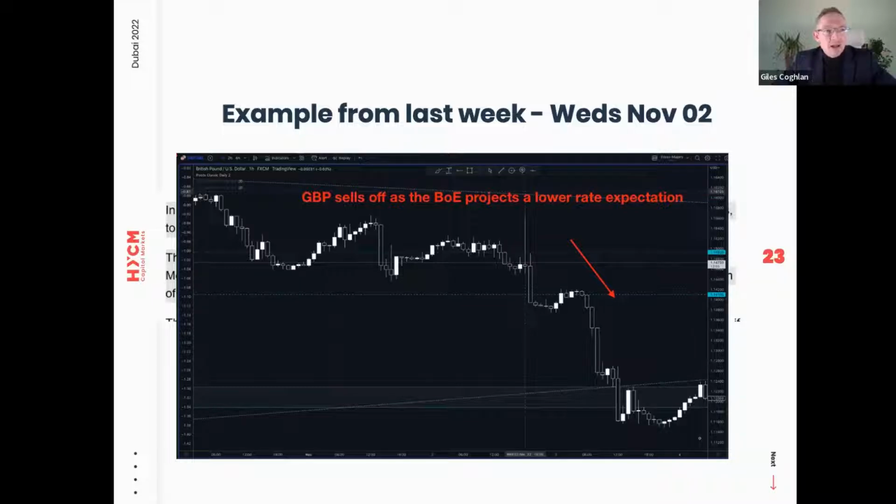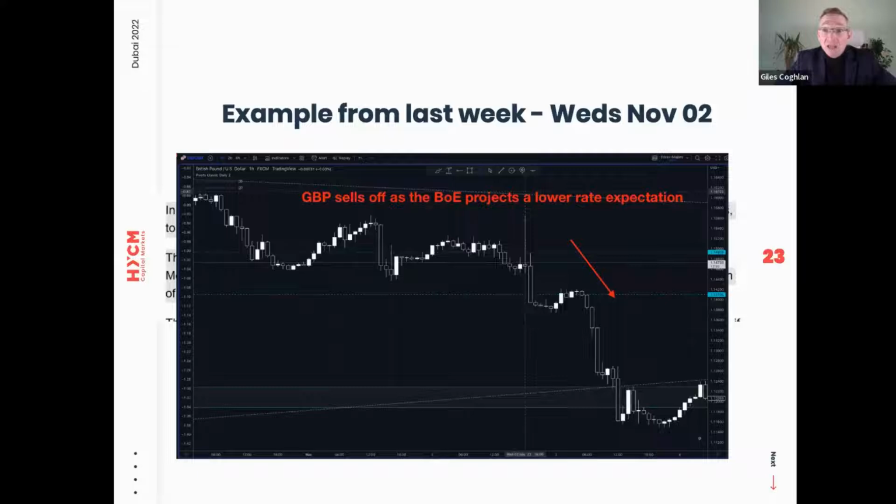And you can see here the pound, this is on the same day, Wednesday, November the 2nd, last week, the pound sold off rapidly as the Bank of England projected a lower rate expectation ahead. So remember that concept, strong, weak. The central bank is saying, we are expecting not to hike interest rates as much as the market was expecting. The market prices that in short-term interest rate markets. It's constantly updated data, and traders constantly make decisions on that data.